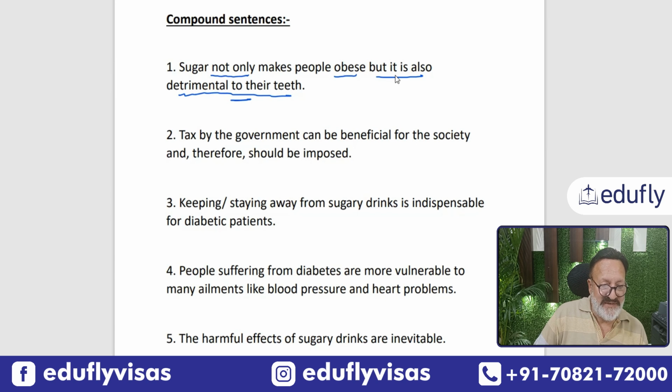Now, next is tax by the government can be beneficial for the society, and therefore both are conjunctions should be imposed. और इसलिए इम्पोज होना चाहिए क्योंकि it will be beneficial for the society. So here again we have used the vocabulary word beneficial, and we have used this coordinating compound sentence we have made because we have used this and we have used and.